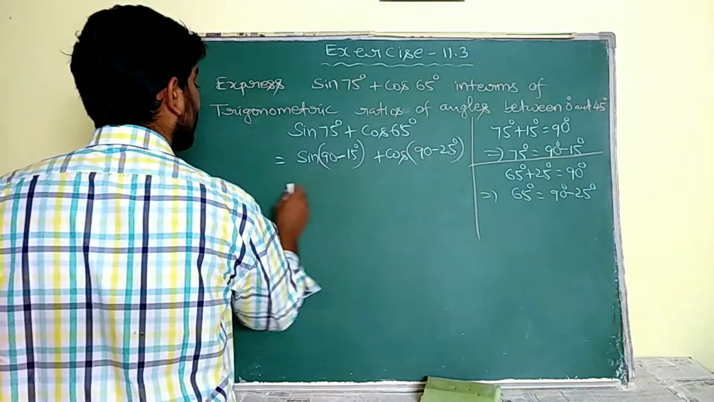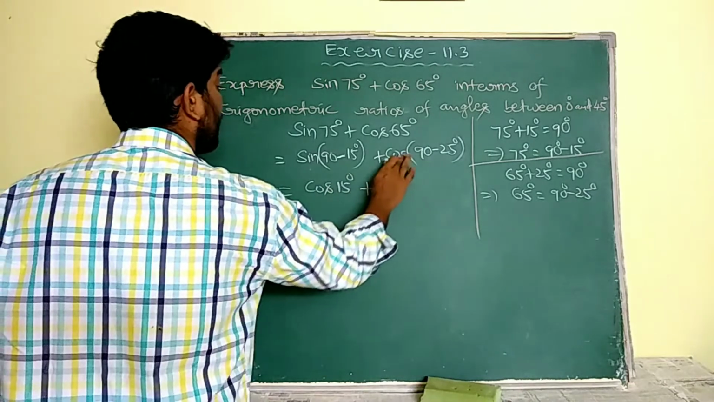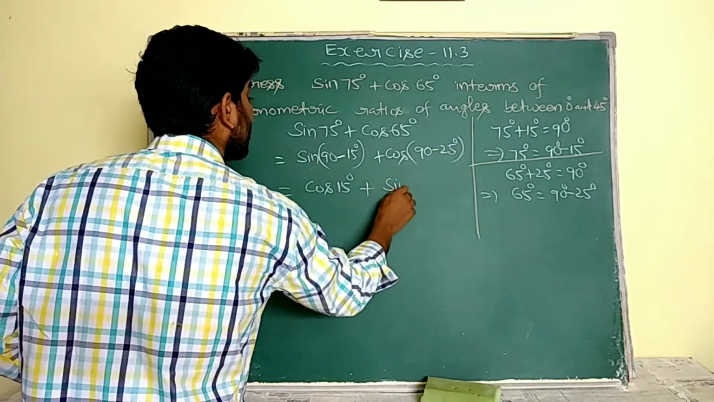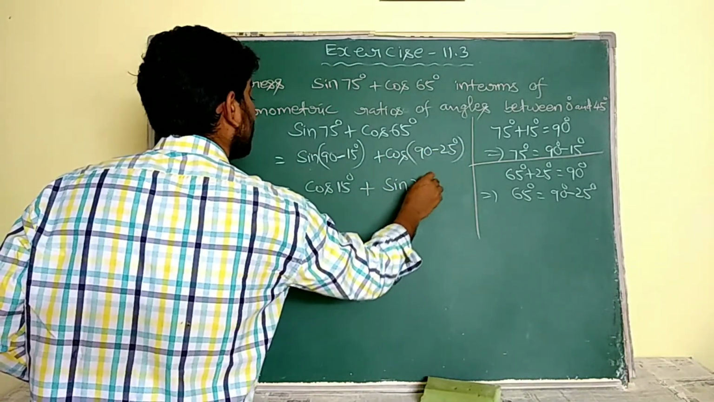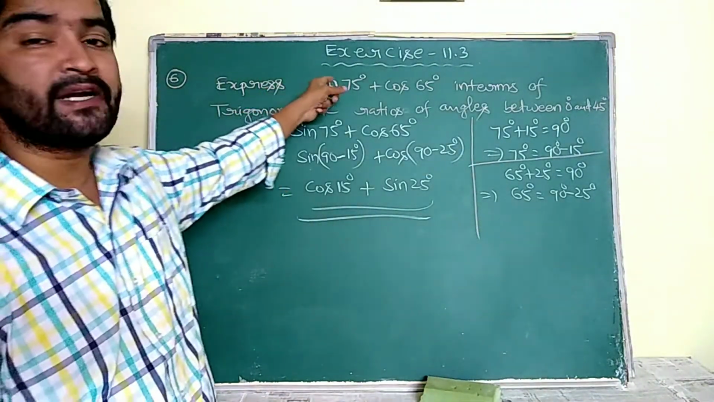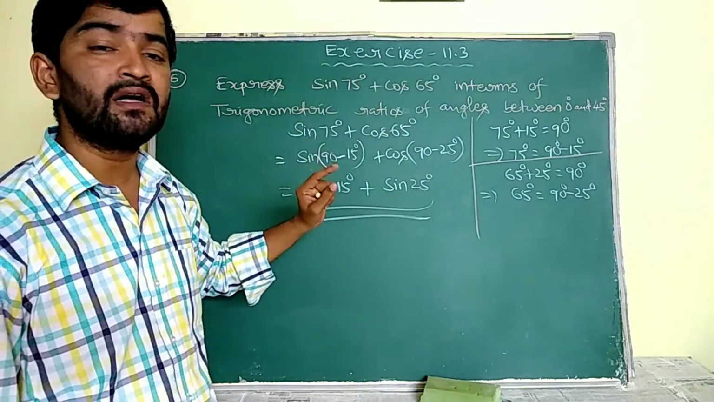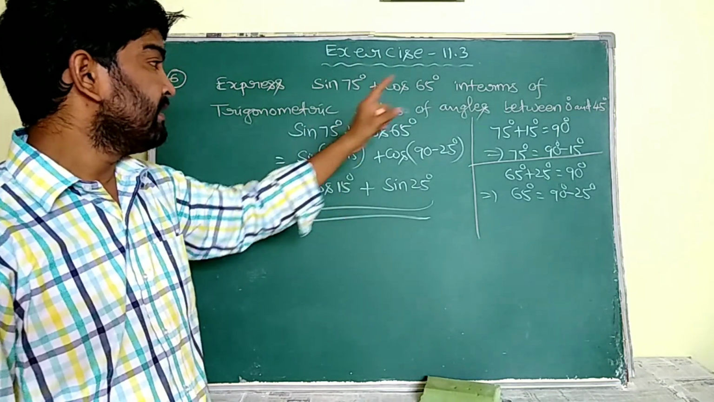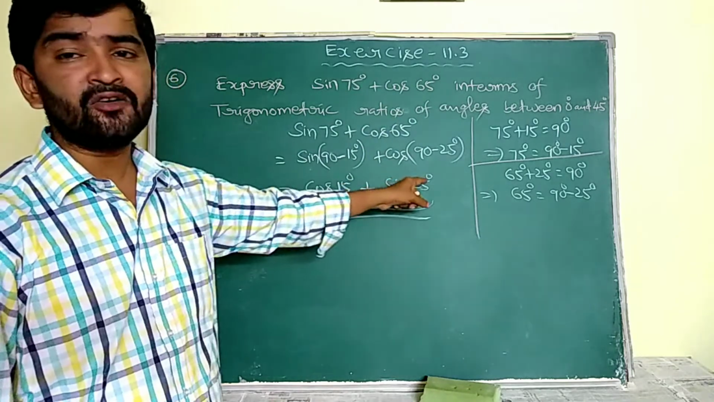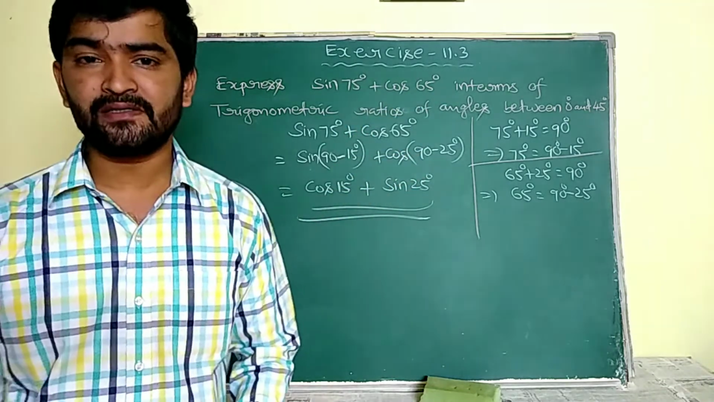Our problem is solved. See, sin (90 minus theta), we know that is cos theta, that is cos 15 degrees. Cos (90 minus theta), we know that is sin theta, so sin 25 degrees. See, we just converted the given trigonometric expression, that is sin 75 plus cos 65 degrees, into the angles of 15 and 25 degrees, which is in between 0 to 45. So, our problem is solved.